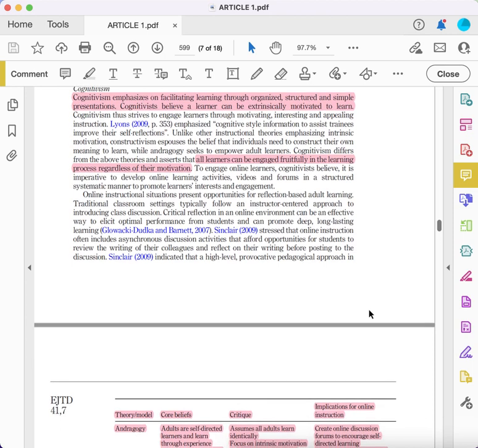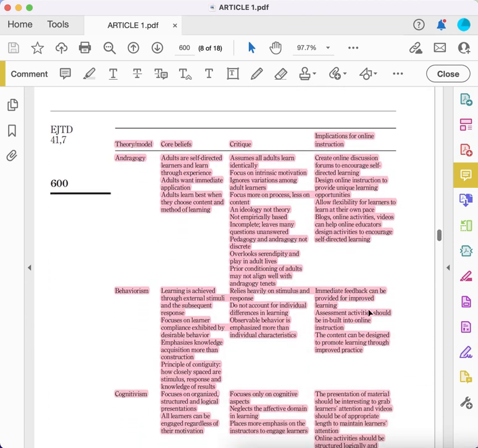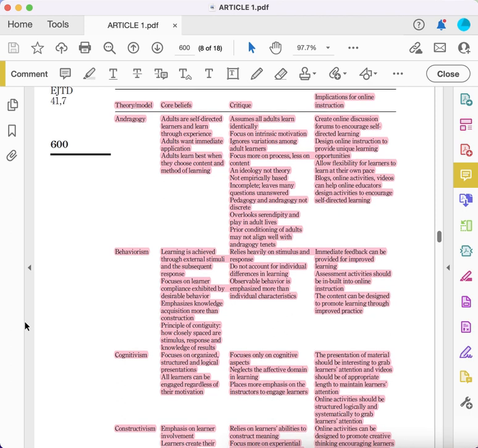And so in cognitivism, you have to figure out, how do I get them to engage in that material? All right, so this kind of goes through all these models again with core beliefs, the critique, and implications. So I do like this. We're going to focus on, because we've talked about a lot of core beliefs right here, we're going to kind of focus on the critique areas for a lot of this.